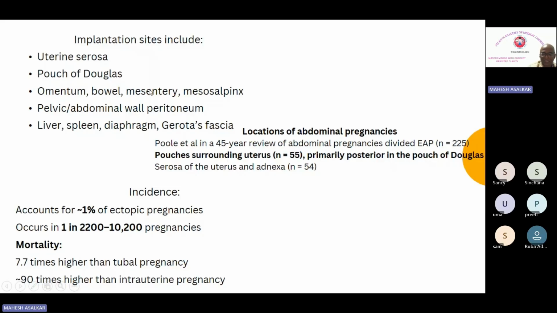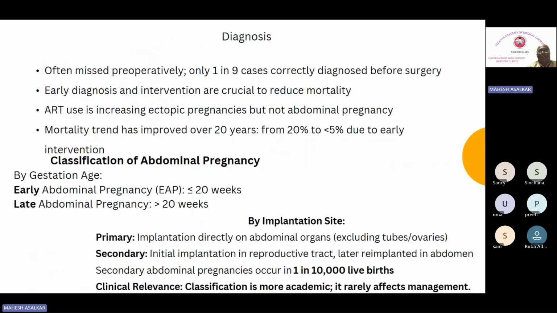So these abdominal pregnancies are at very high risk of mortality, 7 times higher than the tubal ectopic and 90 times higher than the intrauterine pregnancy. Overall, just 1% of all ectopics will be abdominal ectopic, around 1 in 2200 to 1 in 10,000 cases. And most of the time the diagnosis is missed. Remember, it is often missed preoperatively. Only 1 in 9 cases is correctly diagnosed before surgery. Early diagnosis and intervention are crucial to reduce mortality.